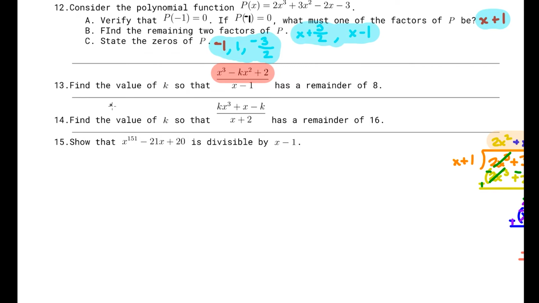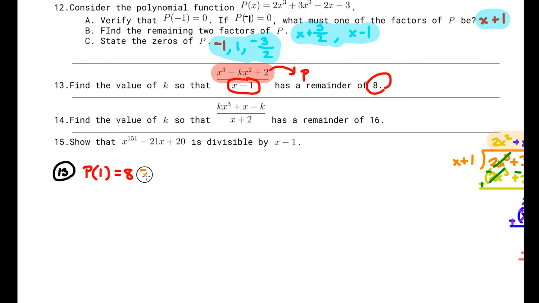All right, so for 13, it says find the value of k so that this x cubed minus kx squared plus 2 all over x minus 1 has a remainder of 8. So what I'm going to do is write that down here, and I'm going to define this highlighted red part right here as my p. Okay, and if I do p of 1, because technically if you look at this bottom part, it's x minus 1. If you set that equal to 0 and solved, you get 1. So technically p of 1 should be equal to 8. Based on this fact right here, it says the remainder should be 8. So right now I just wrote down remainder theorem.